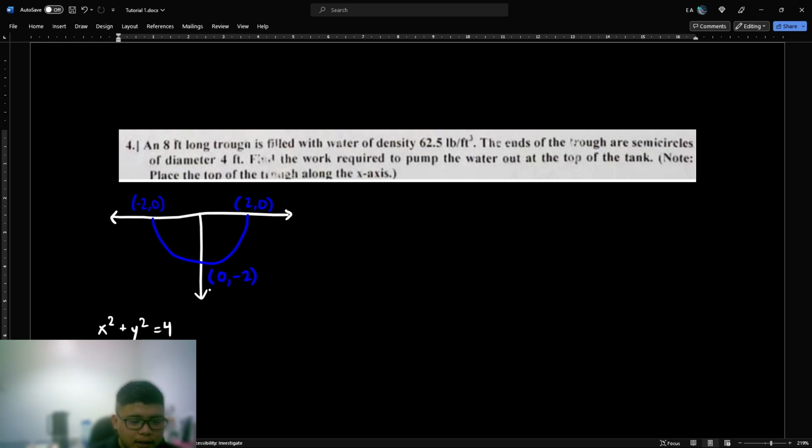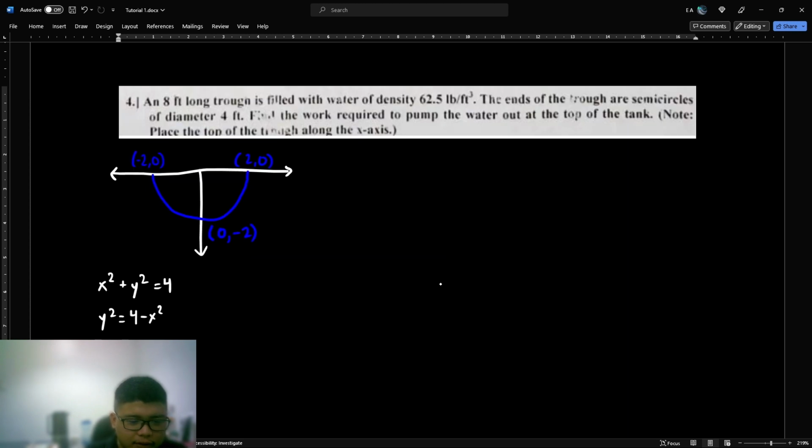Now, even though this is a semicircle, this is actually the positive side of the semicircle. So, we're going to add a negative side here. So this is going to be y is equal to negative square root of 4 minus x squared.